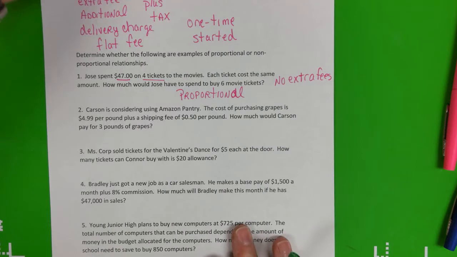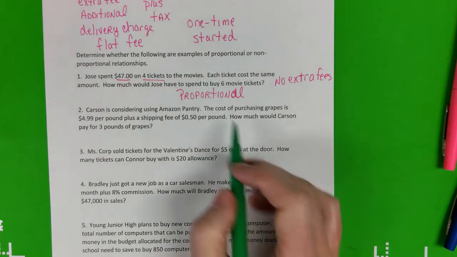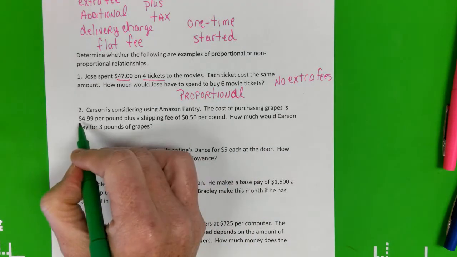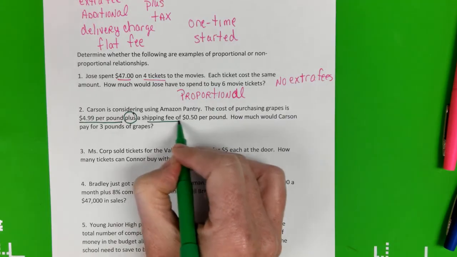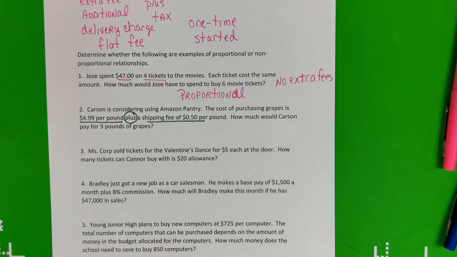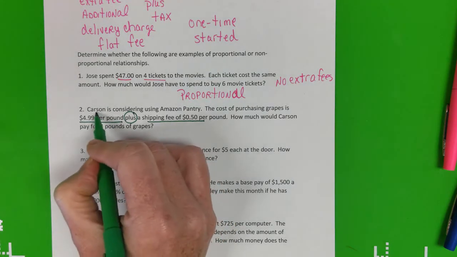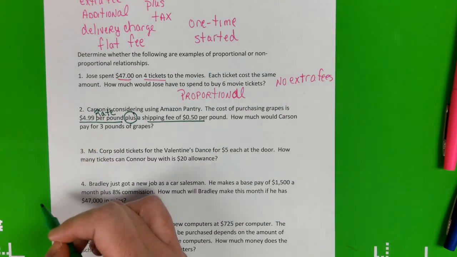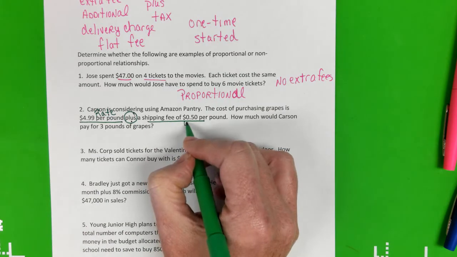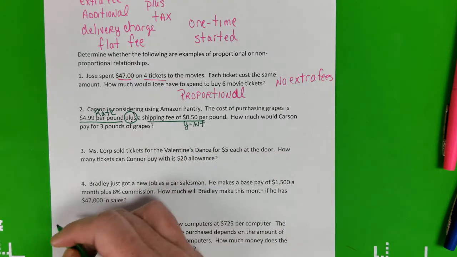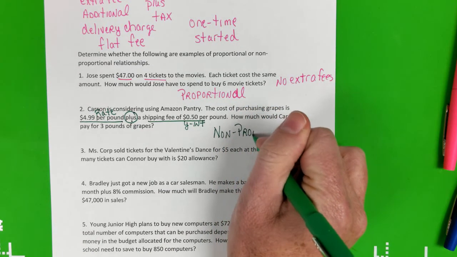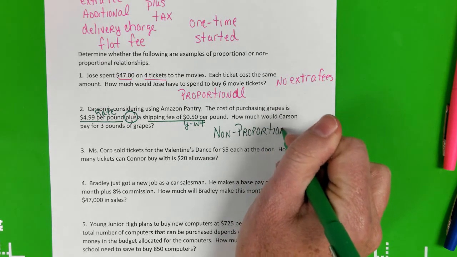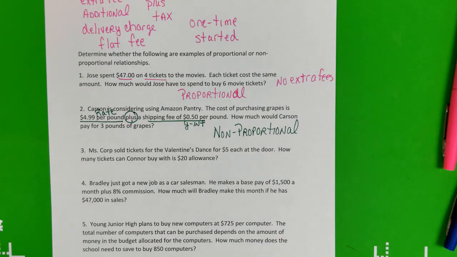Okay, here's another one. Carson is considering using Amazon Pantry. The cost of purchasing grapes is $4.99 per pound plus a shipping fee of 50 cents per pound. How much would Carson pay for 3 pounds of grapes? So because we have our rate, our slope right here, plus an additional amount, which would be our y-intercept, this one is non-proportional because our y-intercept cannot be 50 cents if this is going to be proportional.